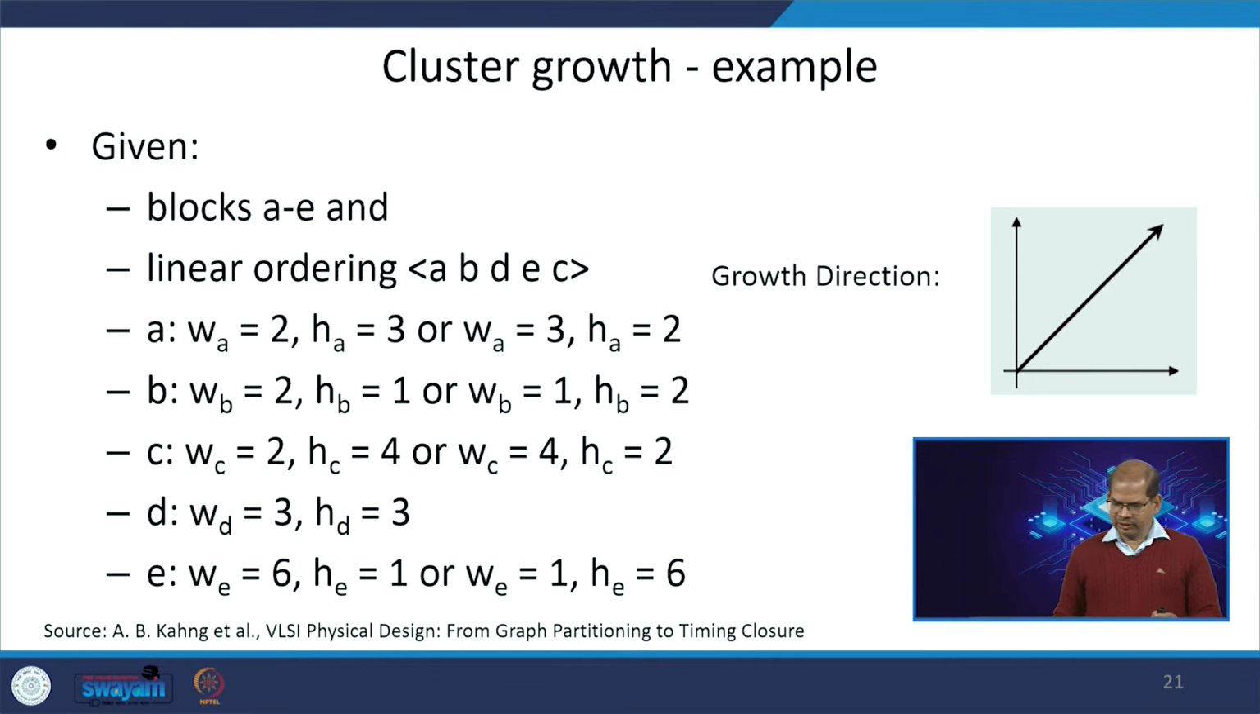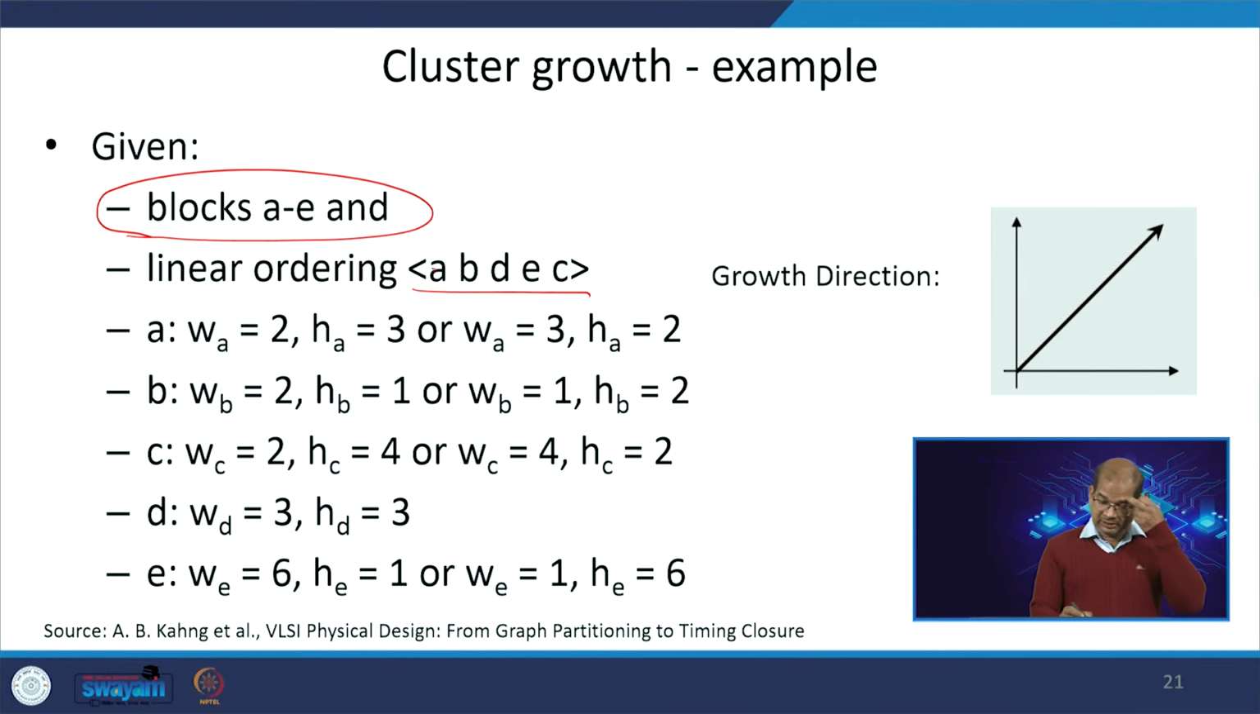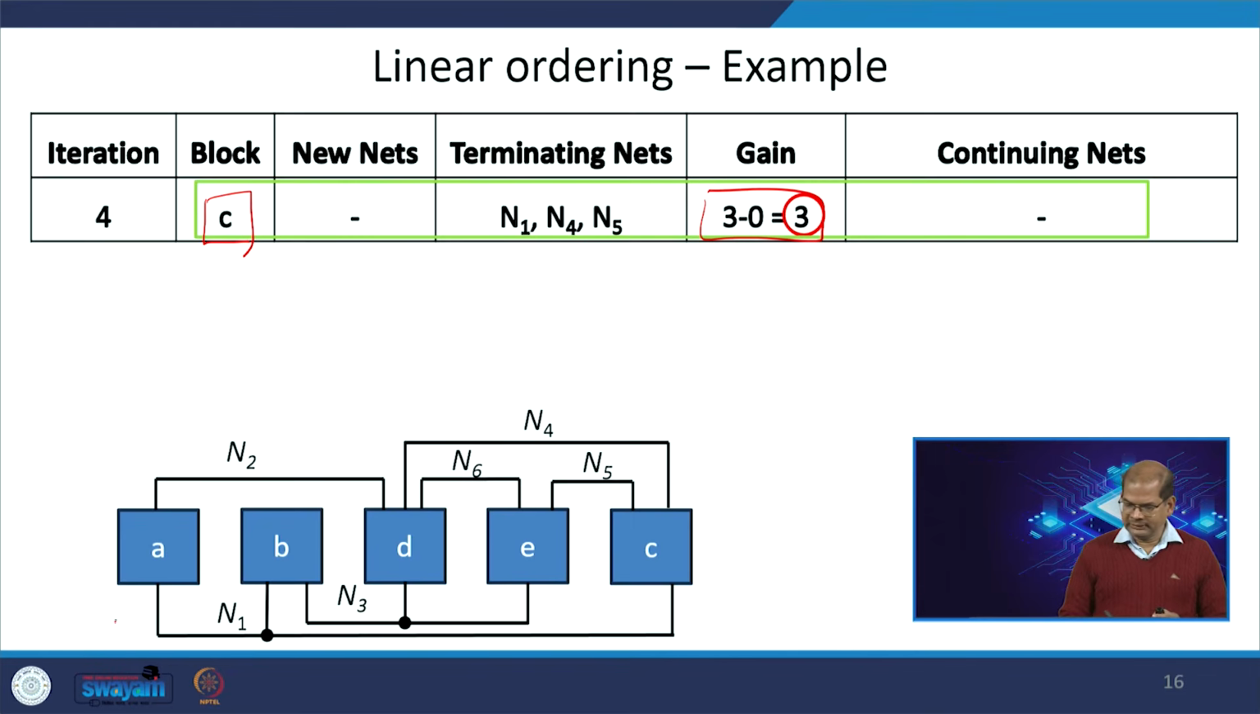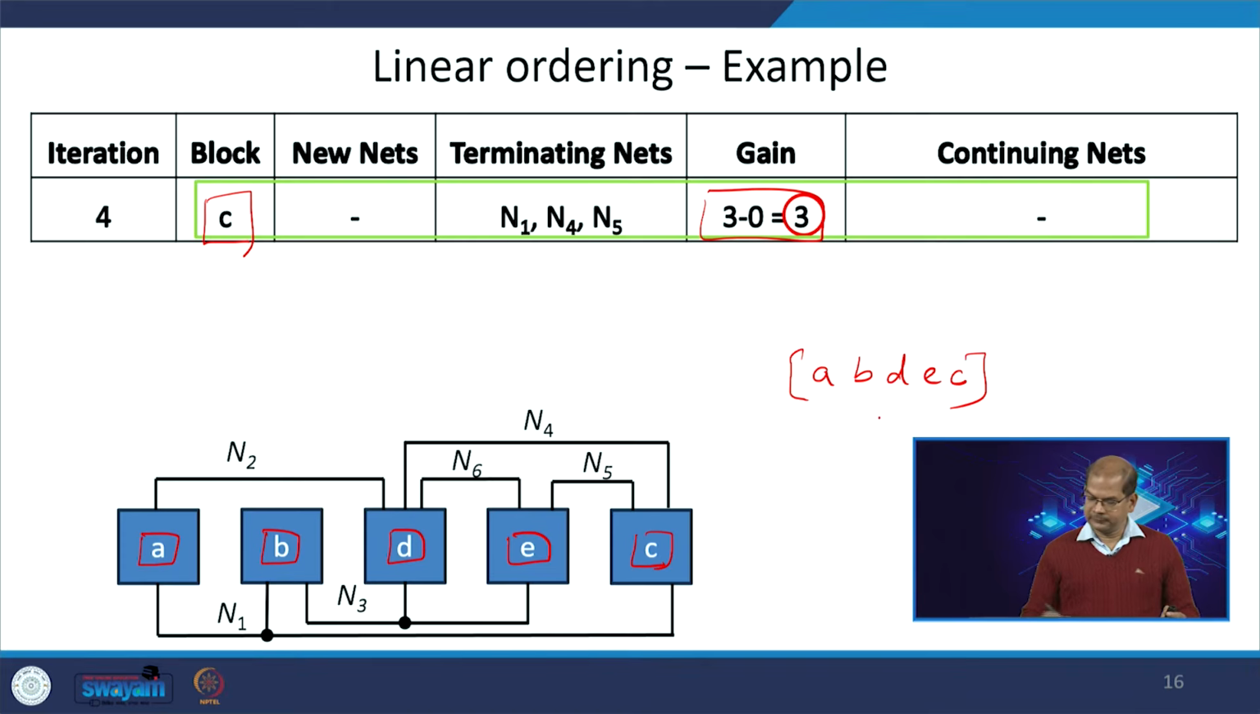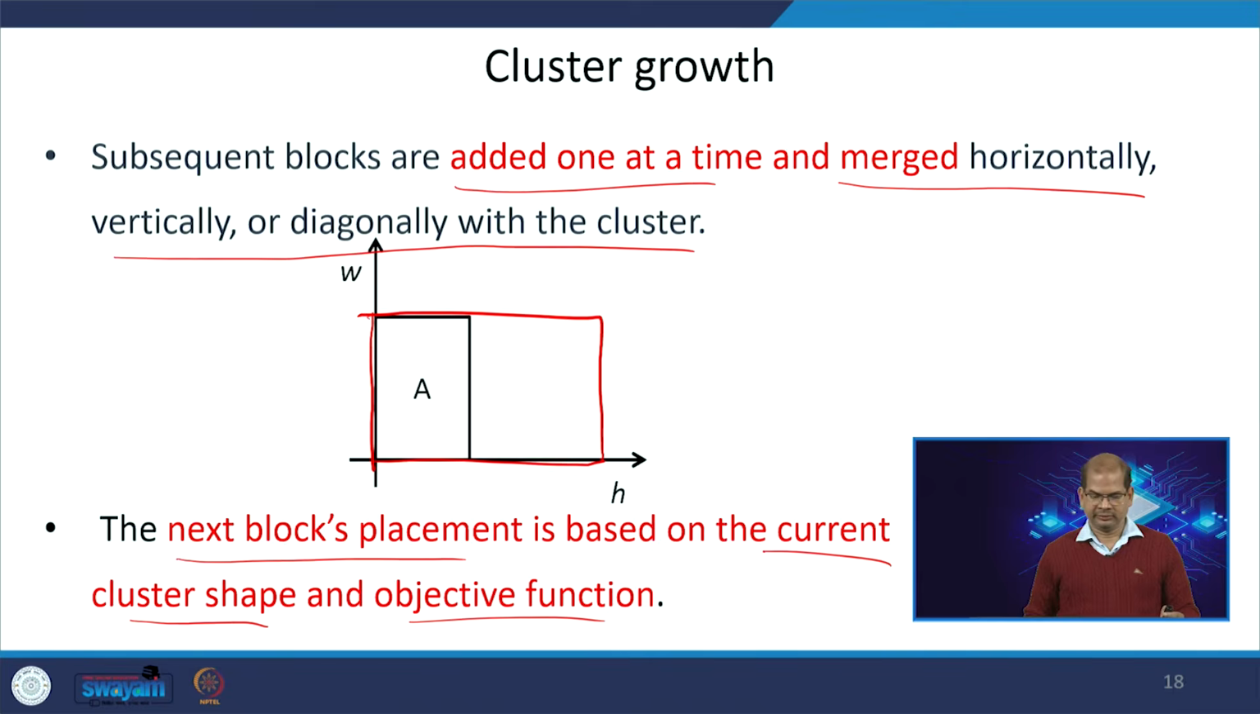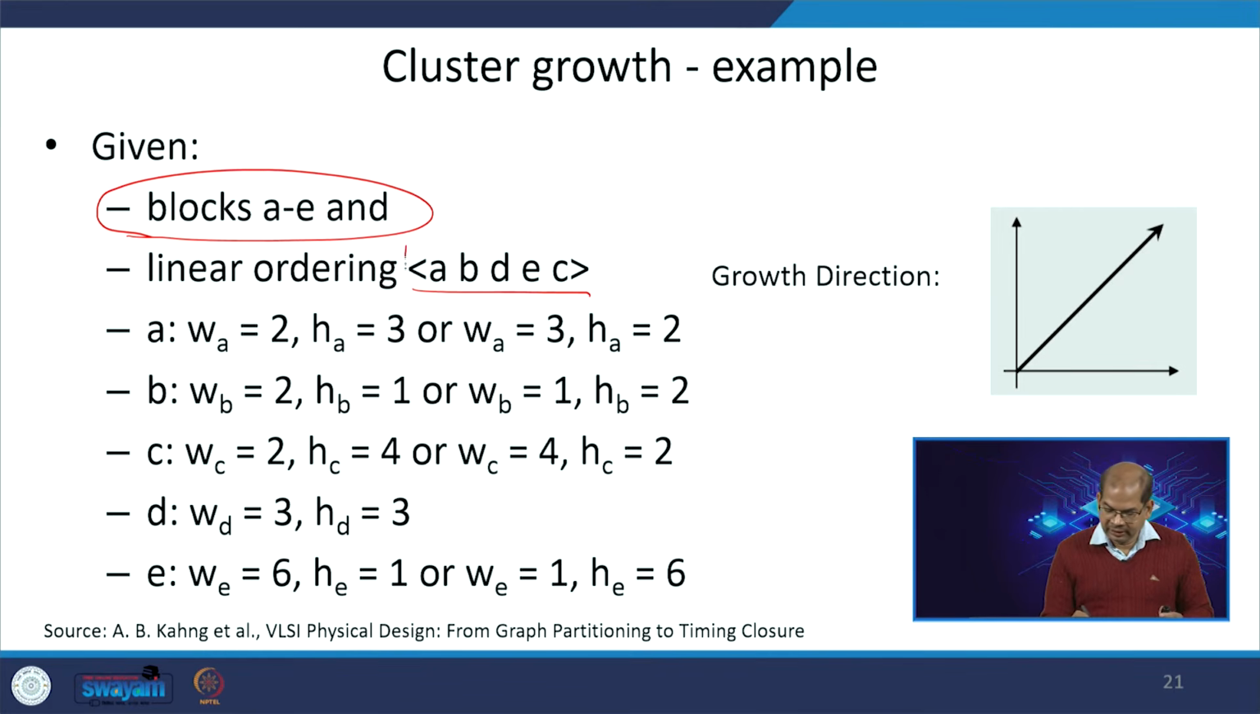So, let's take an example. These are the blocks A to E, and this is the linear ordering from the example we discussed. This is the final ordering: block A, block B, then D, E and C. So the final ordering is A, B, D, E, C, and the same order is used here. This is the output from our linear ordering algorithm.